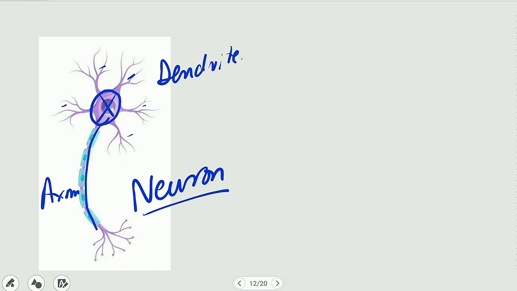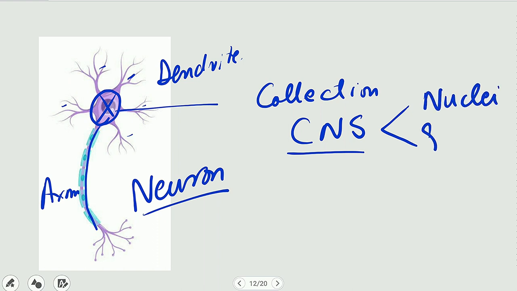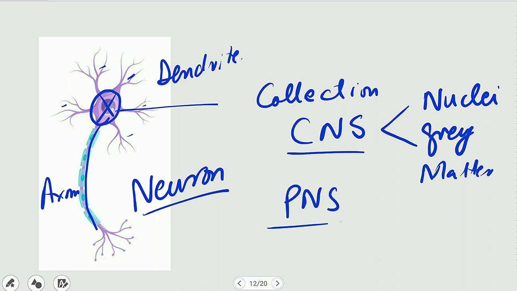This neuronal cell body is present in the form of aggregates or collections in the central nervous system and in the peripheral nervous system. The collection of the cell bodies in the central nervous system is named as nuclei or the gray matter. And in the peripheral nervous system, the collection of the neuronal cell bodies is known as the ganglia. I will brief you about this concept of the neuronal cell body collection named as nuclei, named as gray matter and named as the ganglia.